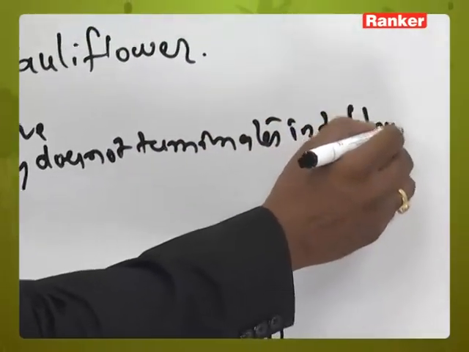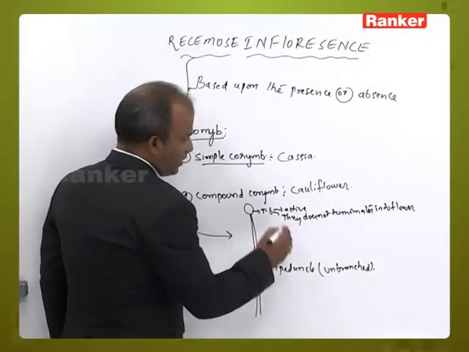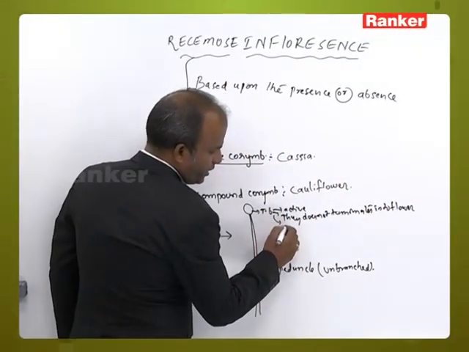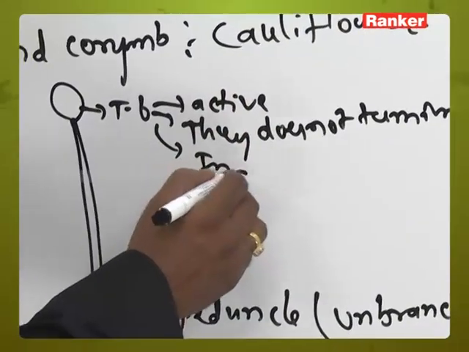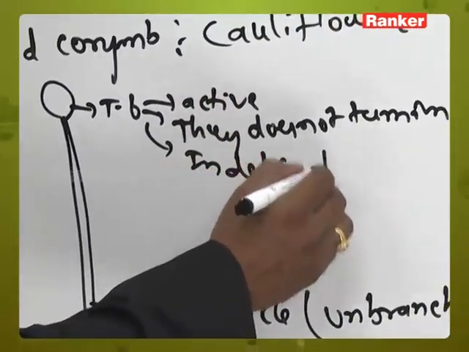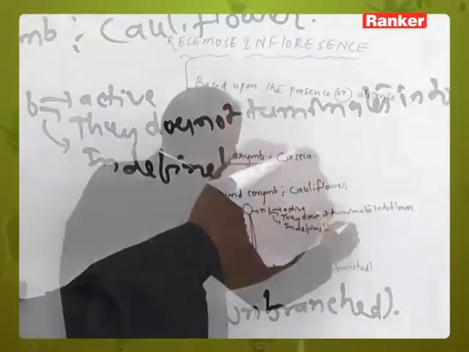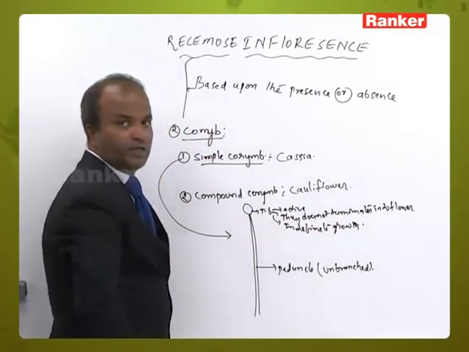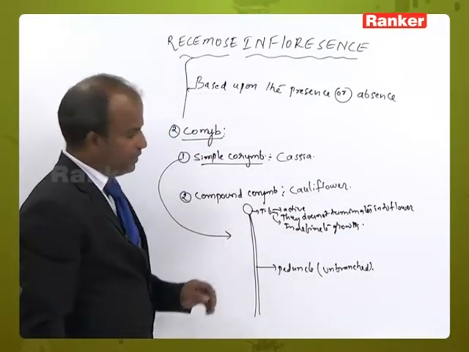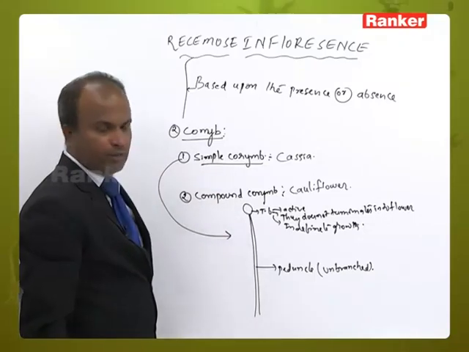Whether they are showing definite or indefinite growth, they are showing indefinite growth. They are showing which growth? Indefinite growth. And on this simple corymb, what happens?